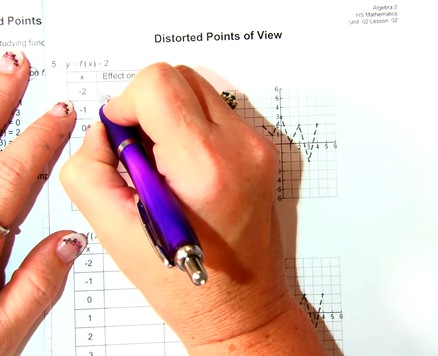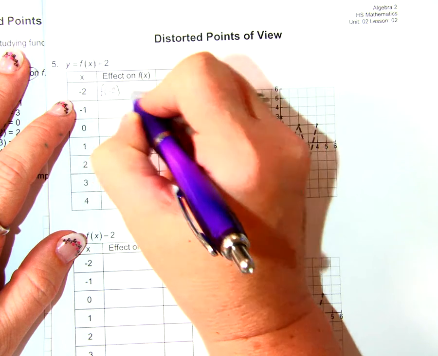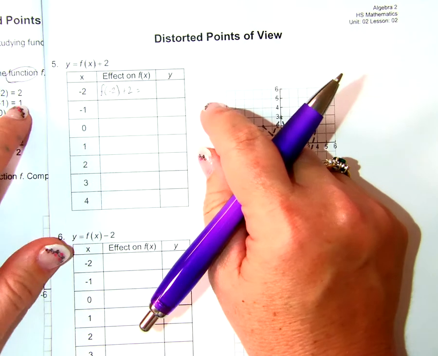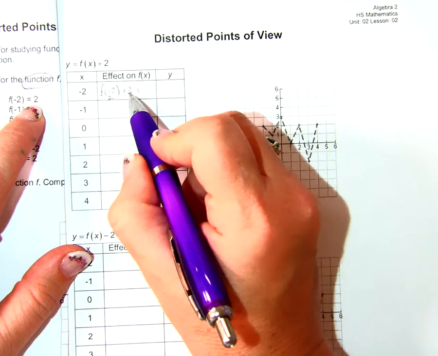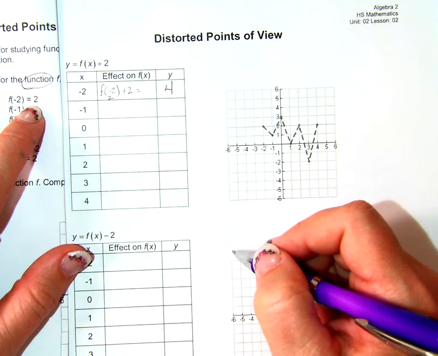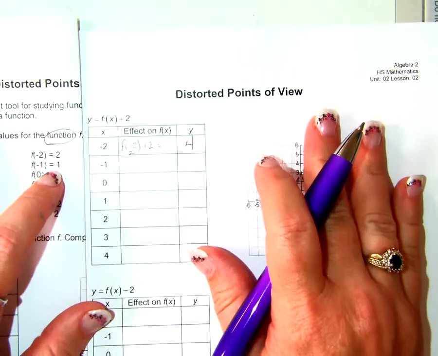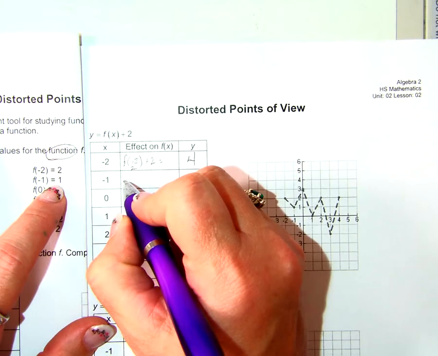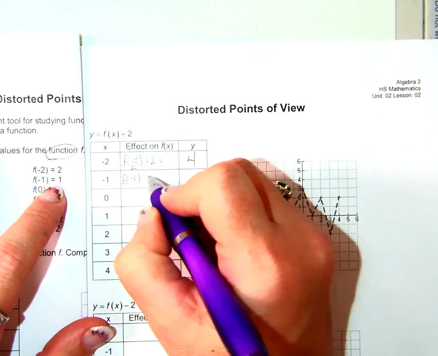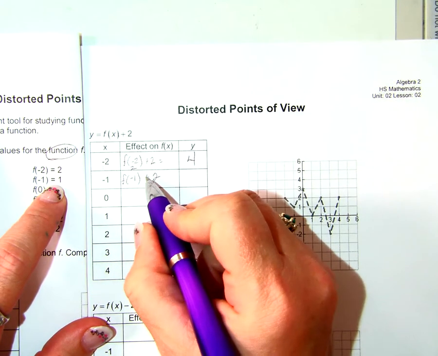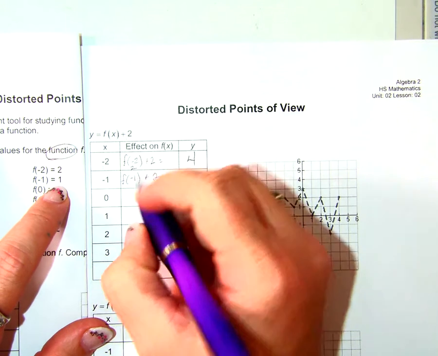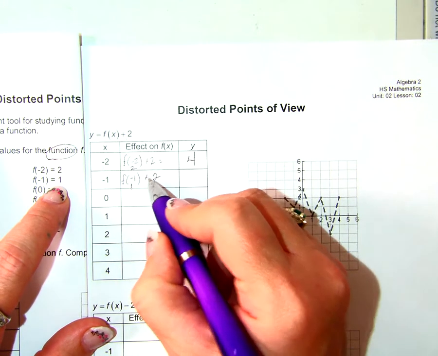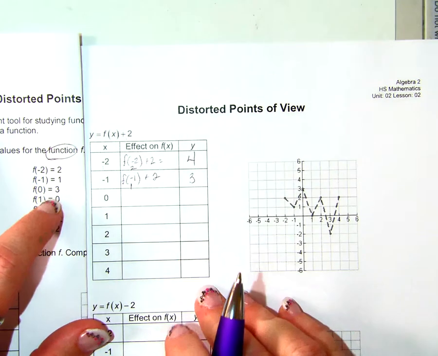Anywhere there's an x, I'm going to put in a -2. So f of -2 plus 2. Well, f of -2 is 2. This is 2. What is 2 plus 2? Well, that's 4. Let's see. f of -1 plus 2. See how the plus 2 is on the outside of the parentheses, not on the inside of the parentheses like number 1 that we just did. Okay? f of -1 is 1, so we have 1 plus 2, and that's 3.